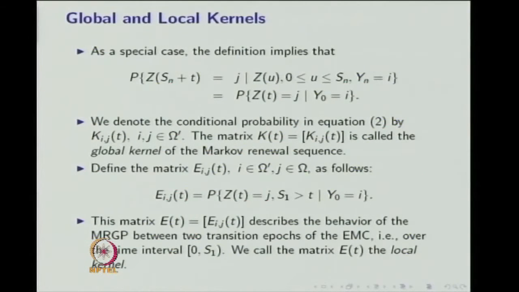So, E of i comma j of t is nothing but the probability that the system will be in the state j with the first regeneration time point greater than t. That means the system will be in the state j at time t, and the first regeneration is going to occur after time t, given it was in the state i at the previous regeneration time point, that is, at S0 the system was in the state i. This forms the local kernel. So, using the global kernel and the local kernel, one can find the steady state and the transient behavior of the Markov regenerative process.